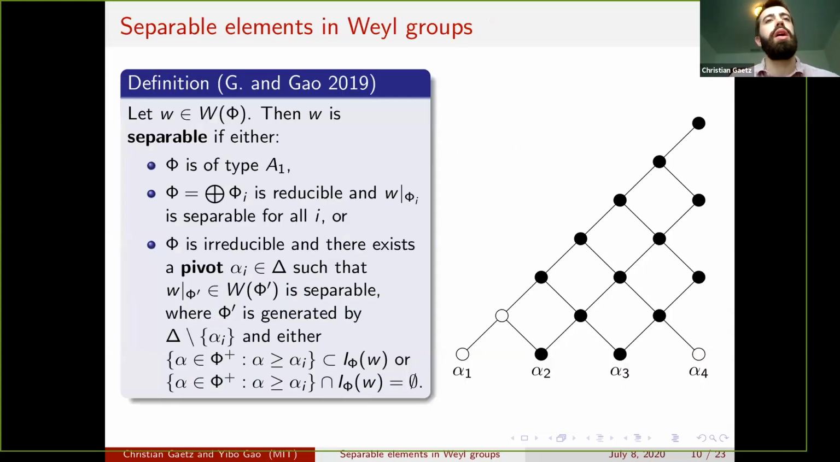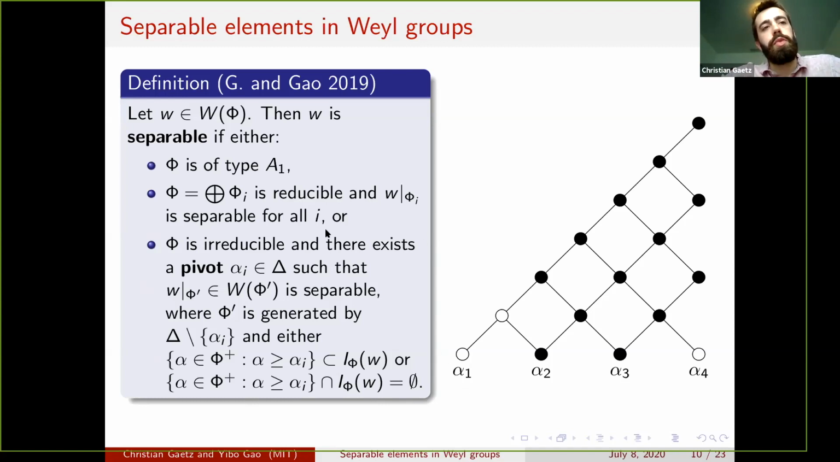Okay, so here's finally the definition of what it means to be a separable element in a Weyl group other than the symmetric group. So this is a recursive definition essentially modeled on that second characterization of separable permutations that I gave with direct sums and skew sums. So it's separable if, so first there are two reduction steps. Base case, any element in the Weyl group of type A1 is separable. If I have a reducible root system, I require all of the pieces to be separable. But the important piece is this third bullet point.